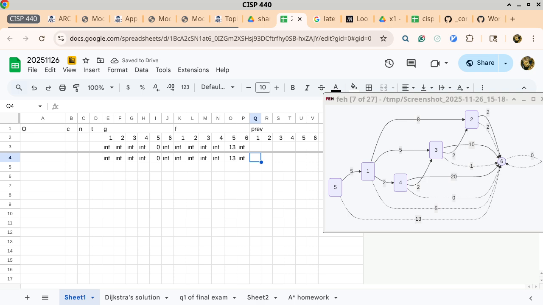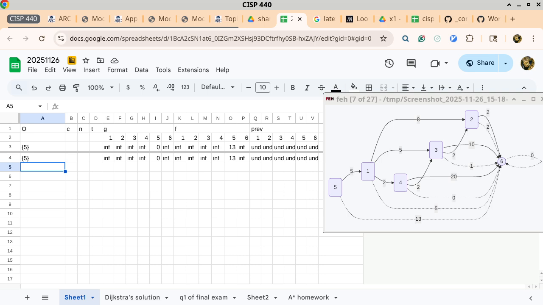All right, so for the previous, everything is undefined. So I'm going to use UND for undefined, UND, UND, UND, UND, and then one more time, UND. The set O is initialized to a set that only has the starting point, which we agreed to be vertex 5. So that's the initial condition.